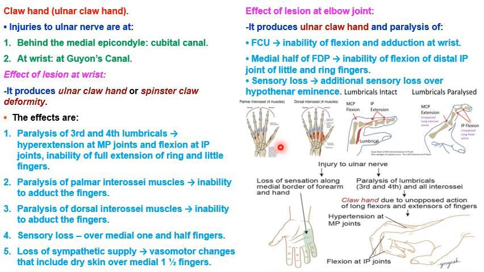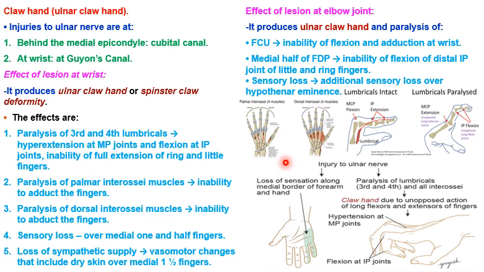With the palmar interossei, there is inability of adduction of the fingers, the middle finger being the axis of the hand. The fingers can't move towards the middle finger, so the adduction of the fingers is lost because of paralysis of the palmar interossei. Because of the paralysis of the dorsal interossei, which are all bipinnate, there is inability to abduct the fingers away from the middle finger.